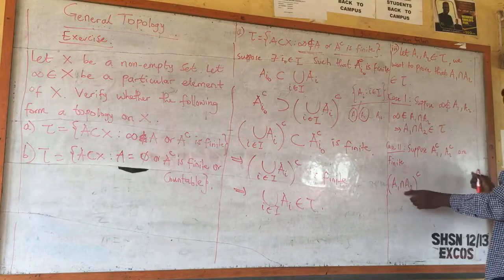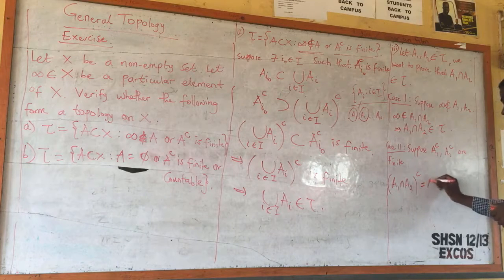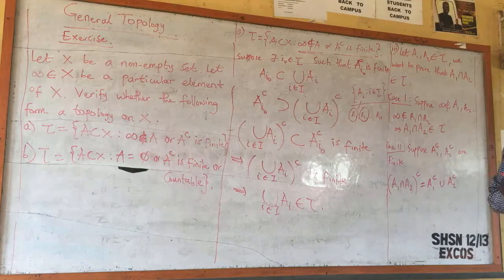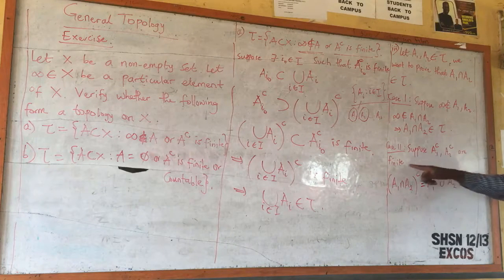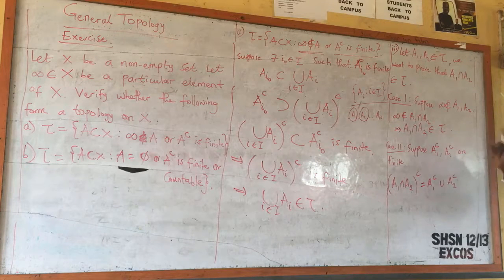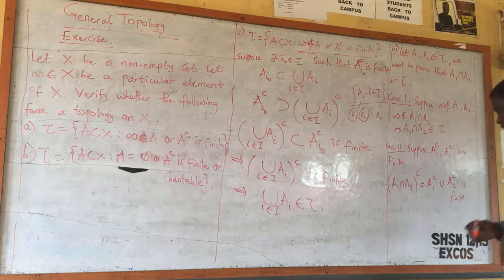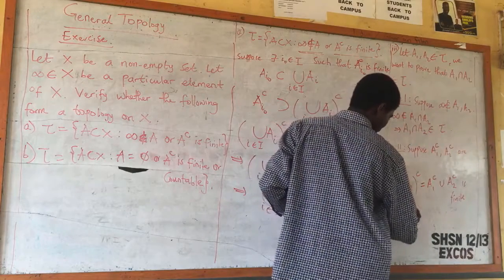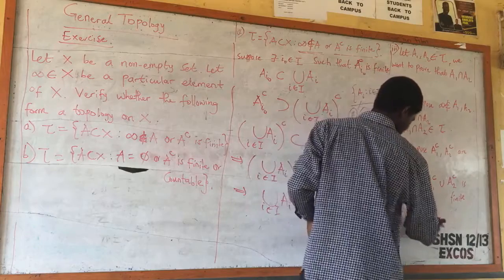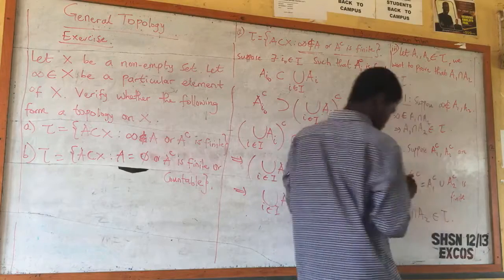So now the complement of A1 intersection A2 will be, by De Morgan's rule, A1 complement union A2 complement. Now A1 complement is finite and A2 complement is also finite. The union of two finite sets is finite. So this one is finite, and because its complement is finite, it means that it belongs to the topology. So it means that A1 intersection A2 is also a member of the topology.